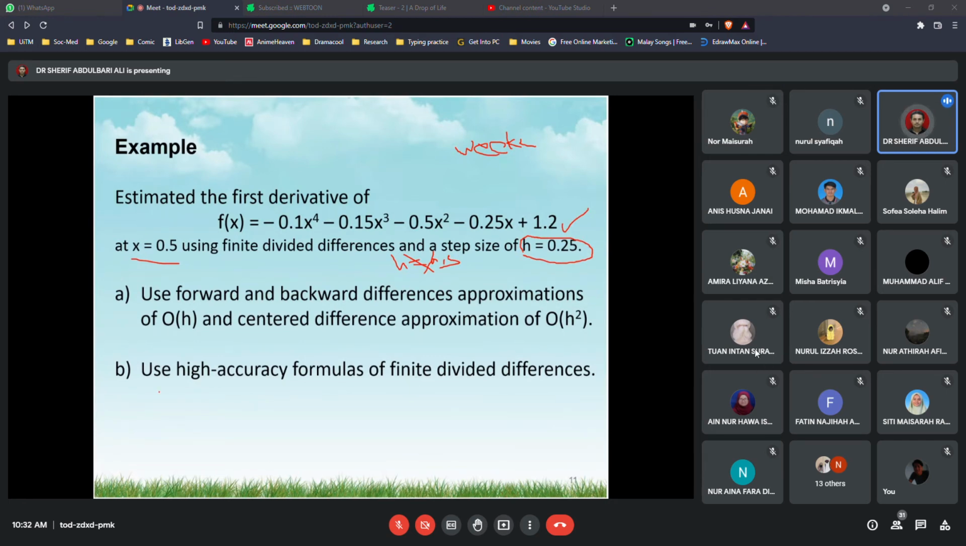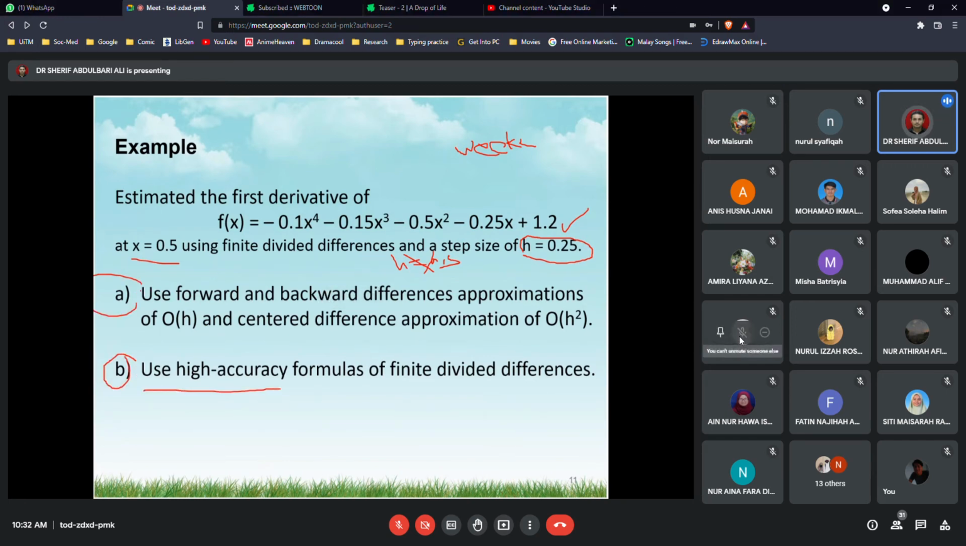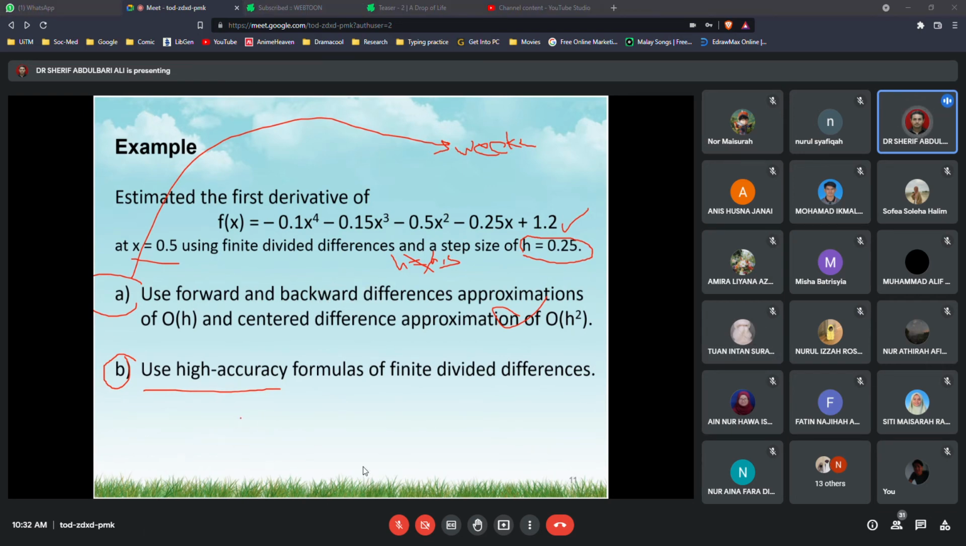So now here we are going to use part E, which uses high accuracy, because part A we already did in week 2. So we are not going to do this. We are going to use the high accuracy finite divided difference formulas for the forward, for the backward, and for the center.